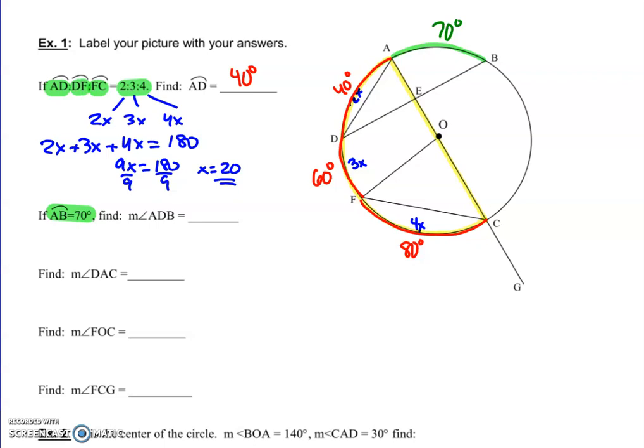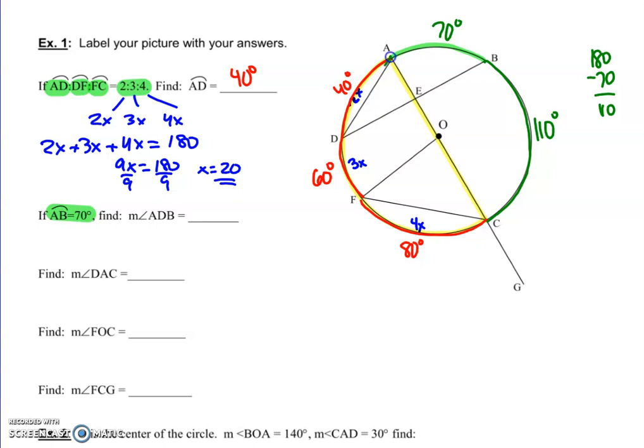And since I have a diameter, I know that arc BC, the only arc that's missing, can be easily calculated by taking 180 minus 70. So that arc's 110. Maybe I need that information later on. Maybe I don't. But I need to find that arc before I can get other angles. So now we'll use all the arcs to get the angles pretty easily. First one here, it says find the measure of angle ADB.